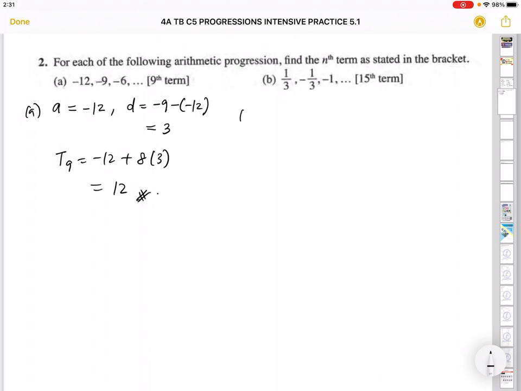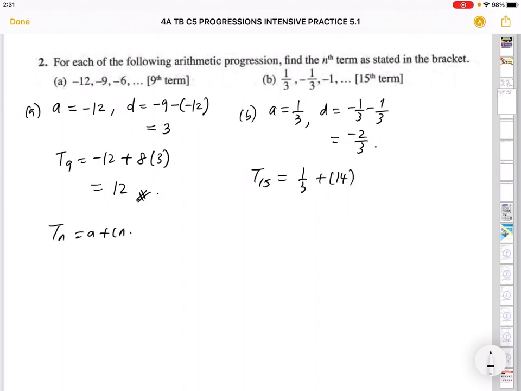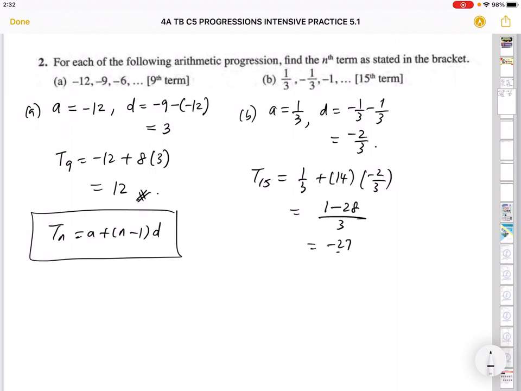Okay. For part B, to find out the value of your 15th term, A is 1 over 3. Common difference is T2 minus T1, negative 1 over 3 minus 1 over 3, you get negative 2 over 3. So your 15th term, T15, will be A plus n minus 1, which is 14, times d. Remember, Tn equals A plus n minus 1 d, in case you cannot remember. So your common difference is negative 2 over 3. So here I'll do 1 minus 28 over 3, which is negative 27 over 3, negative 9. Okay, I think this is not difficult, right?